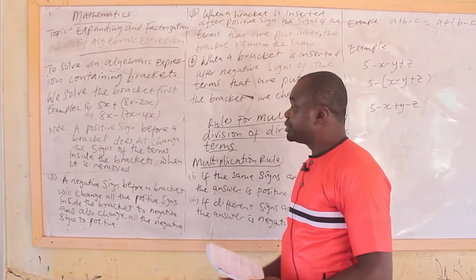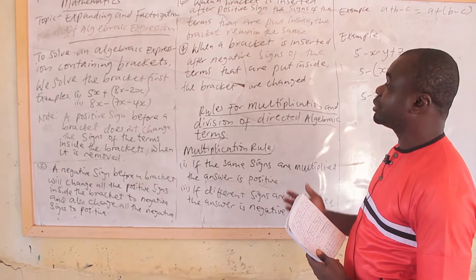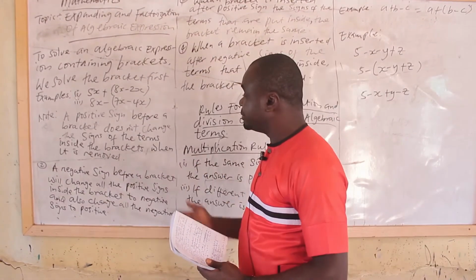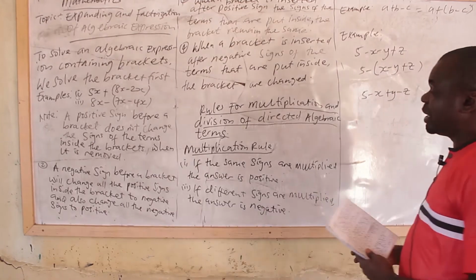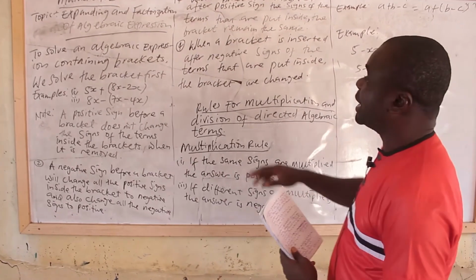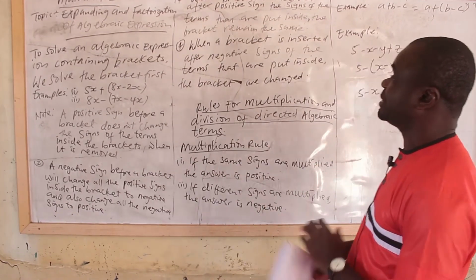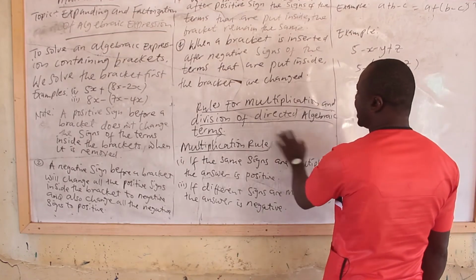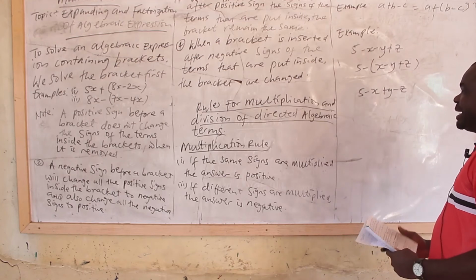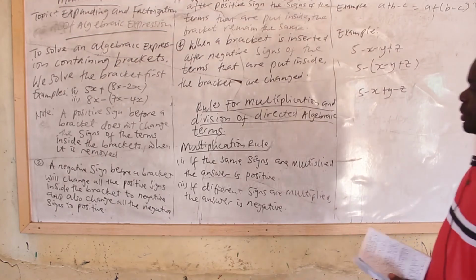All these rules, I think, are what we have learned in our Year 1 book. So let us gradually move into the normal thing that we have, that is the expanding and factorization of algebraic expressions. Then let us go to the rules for multiplication and division of directed algebraic terms.